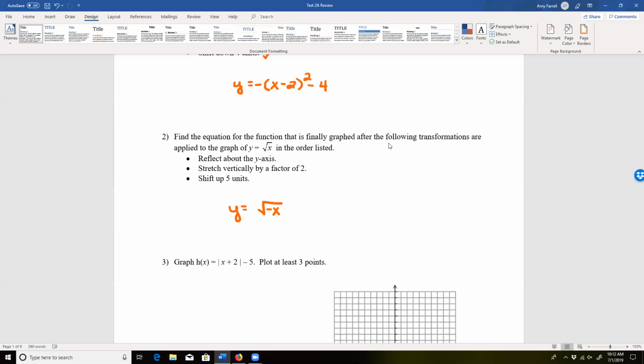To stretch vertically by a factor of 2, we put a 2 in front, that'll stretch it. So we've reflected it about the y-axis, we've stretched it by a factor of 2. If it had said compress, we would make this a fraction. If it had said compress vertically by a factor of 2, it would be 1/2. But stretching, we use a number greater than 1. And then up 5 would be a +5 in the back. Okay, so this here would be the graph of y equals square root x with these 3 transformations.